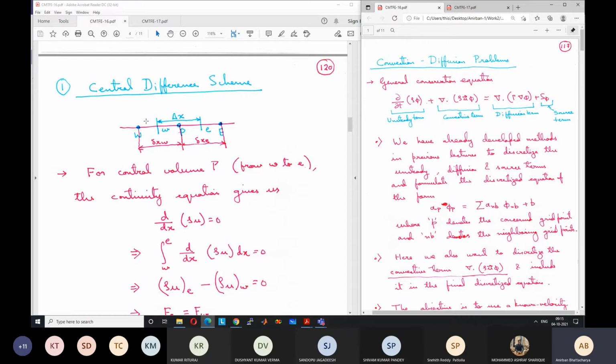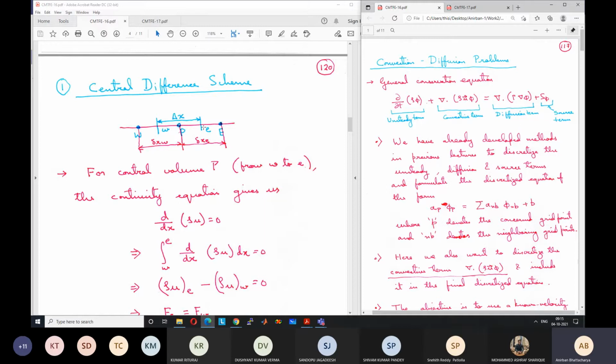So we will consider a single control volume going from small w to small e, all traditional symbols, and it is represented by the grid point P at the center. The length of the control volume is delta x, and the distance between the neighboring grid points is delta xe in the east direction and delta xw in the west direction. So all the geometric parameters are known, and the values of the properties, like rho and gamma, are known at the grid points.